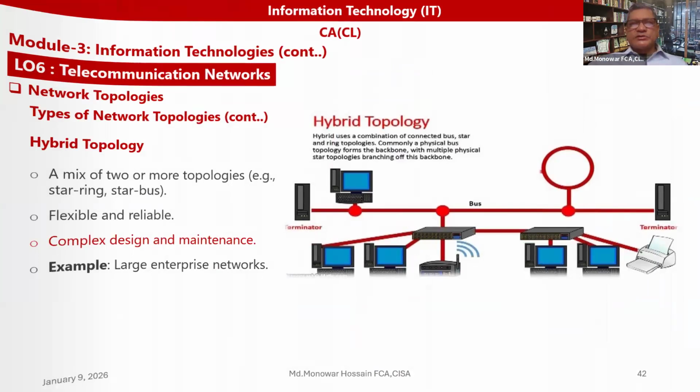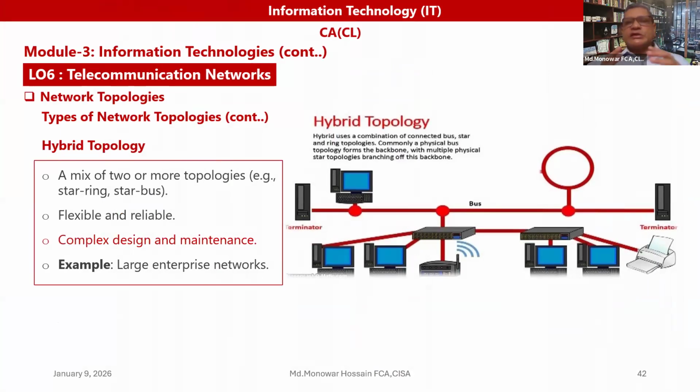Now the hybrid topology. Hybrid means a combination of two or more topologies. For example, if we see here, the star and bus are both combined in the hybrid topology. So it's flexible and reliable, but complex in design and maintenance. Large enterprise networks use that type of hybrid topology. Hybrid topology is the mix of two or more topologies.